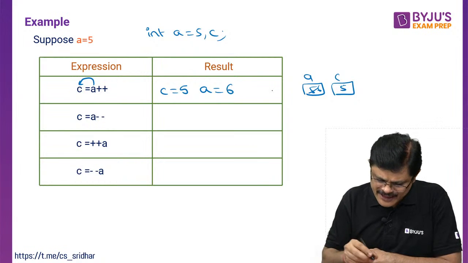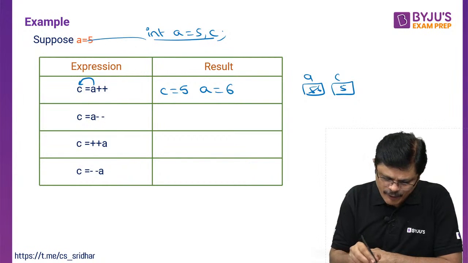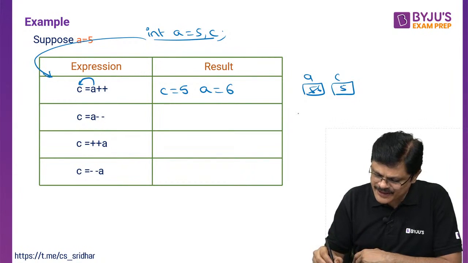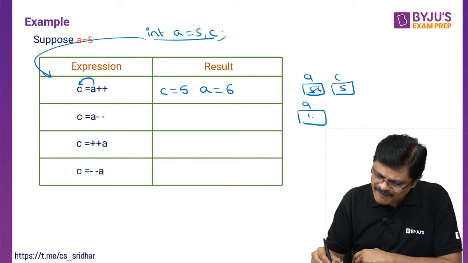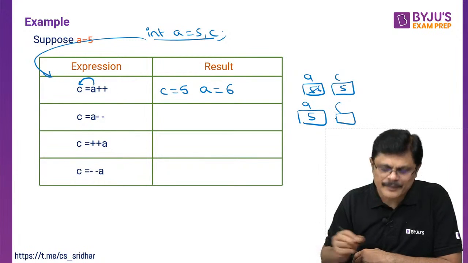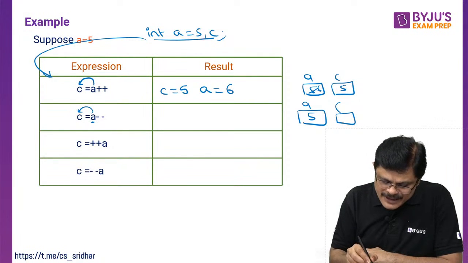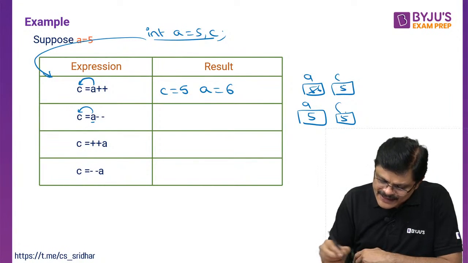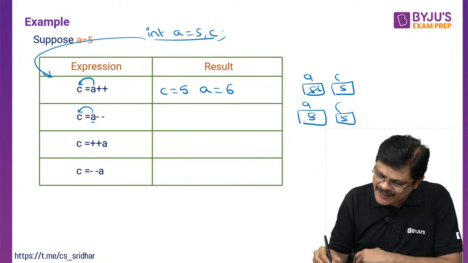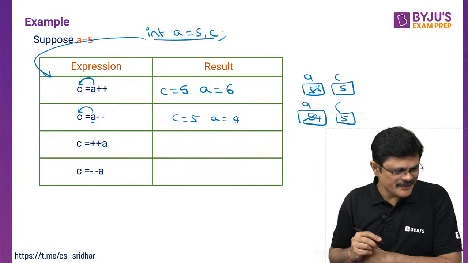Okay. Now let us take once again the same story for this. For all the problems I am taking the same story, sir. A is originally 5, C don't know. Here what happens? A is assigned to C. What is the value of A? 5. 5 is assigned, then A value is decremented. So A value is 4 now. So C is 5 and A is 4, my dear friends.